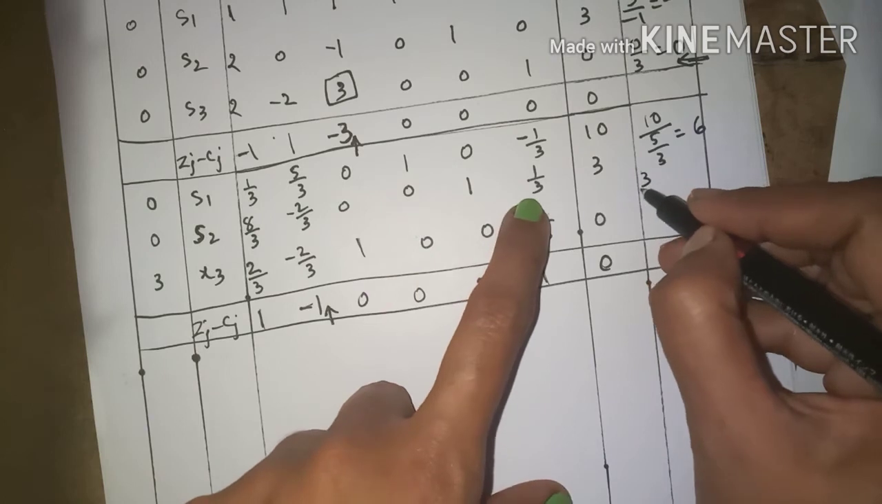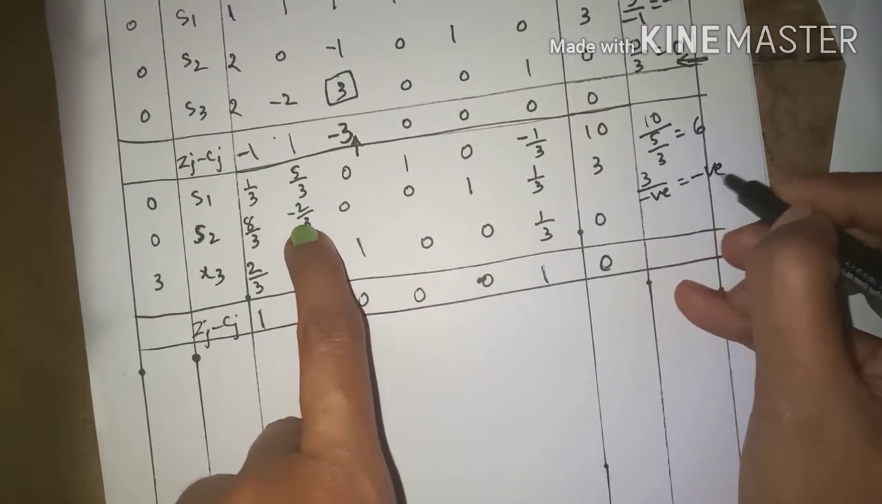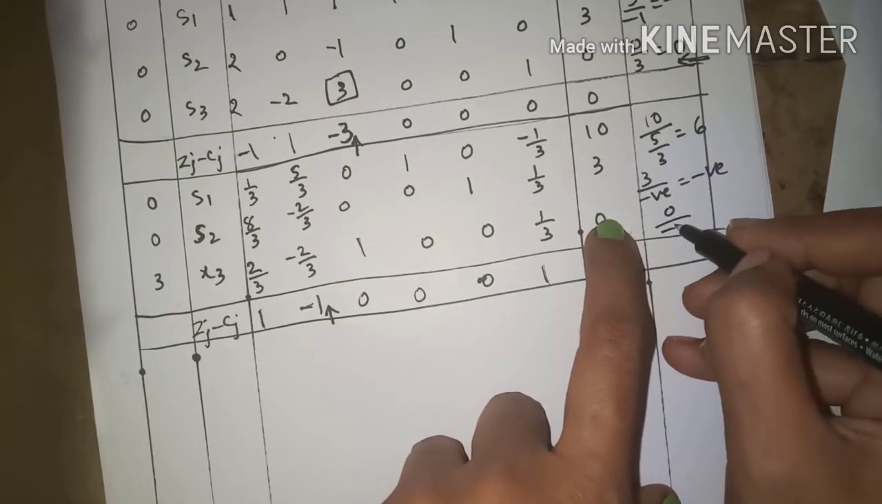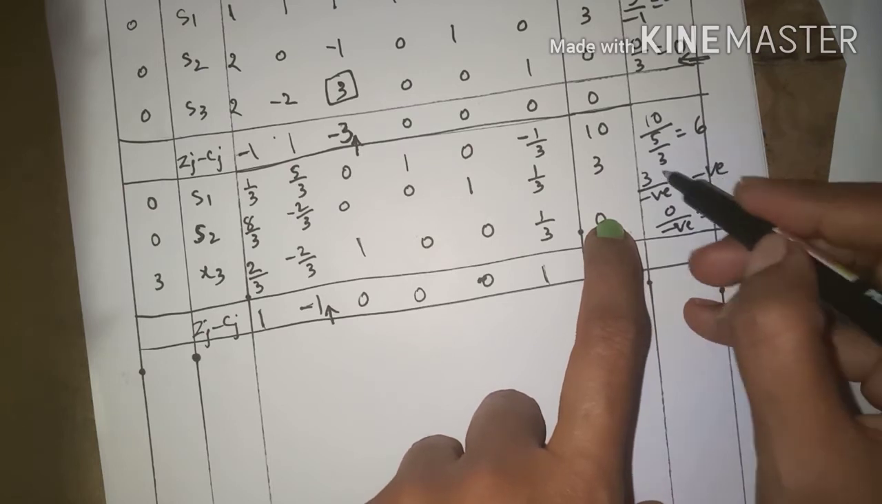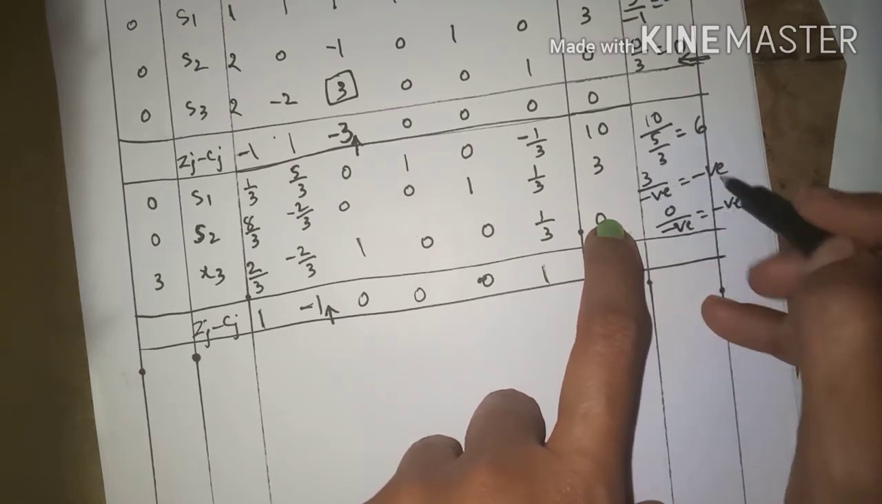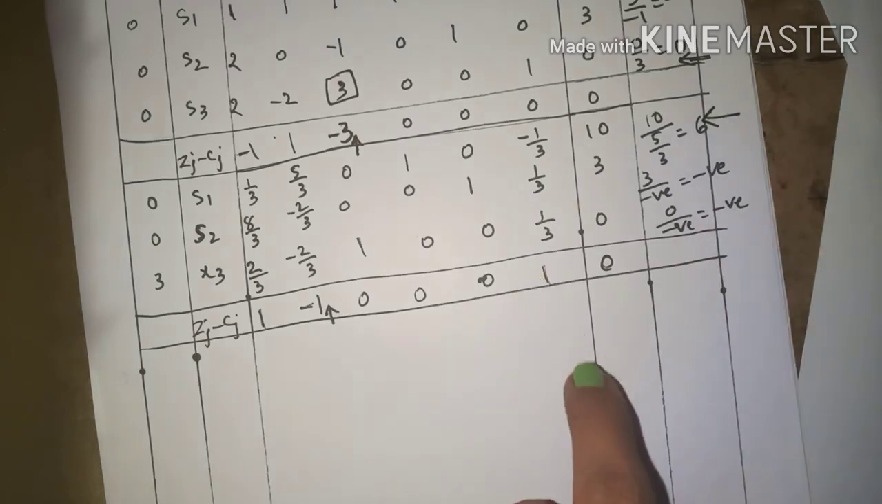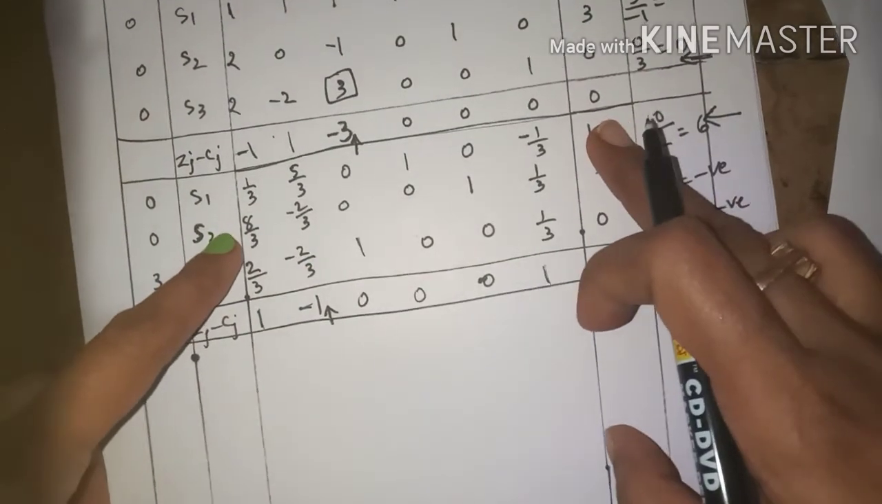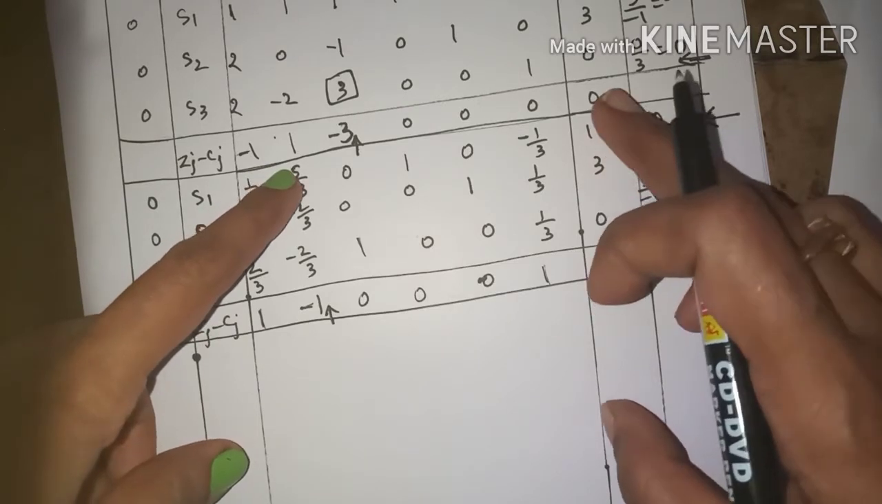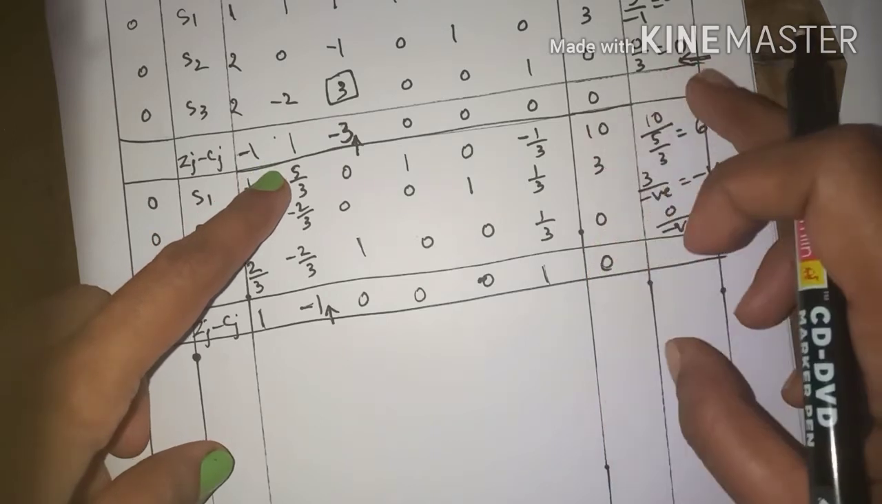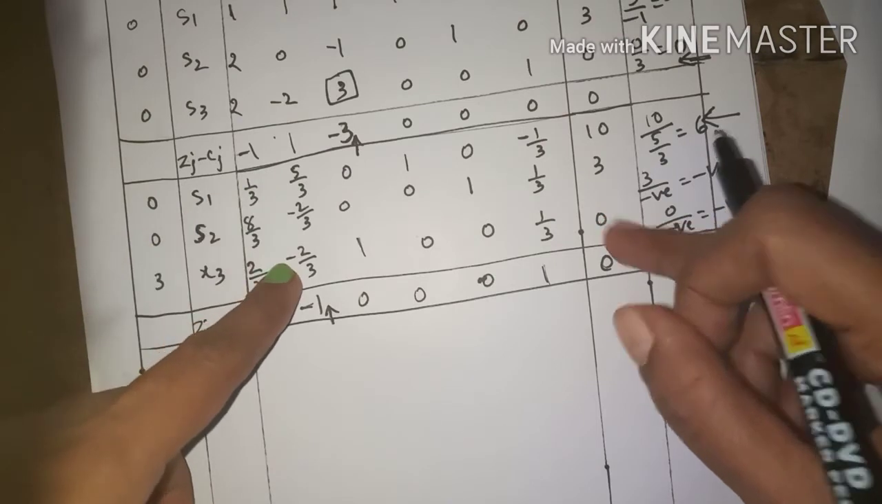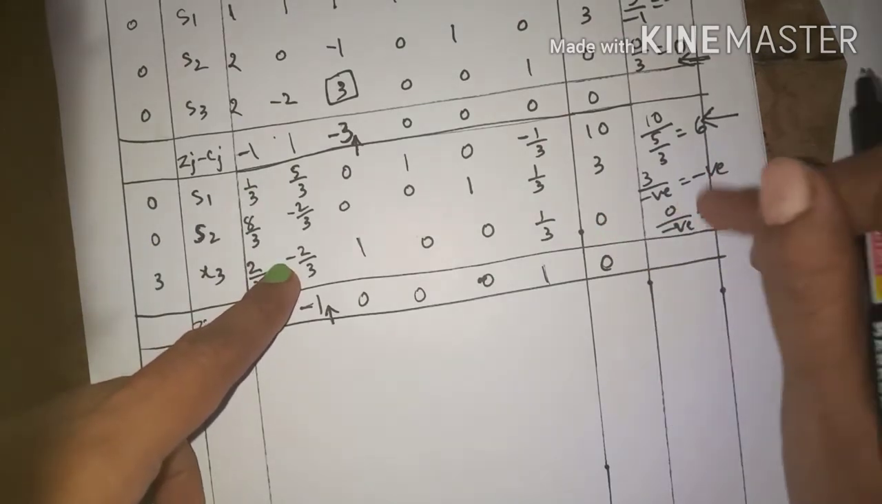Now here 3 by some negative value, whatever is the negative value, 0 by some negative value is negative, and 3 by negative is negative. Whatever is negative, negative values we have to ignore. Only one positive is 6. Here observe it carefully. This constant by this chosen column value. Constant is 10 by 5 by 3 is equal to 6. Here 3 by minus 2 by 3, whatever the value, it is negative. That's why negative. 0 by minus 2 by 3, whatever is negative. That's why I ignored these two. Only one positive value occurs, that is 6.